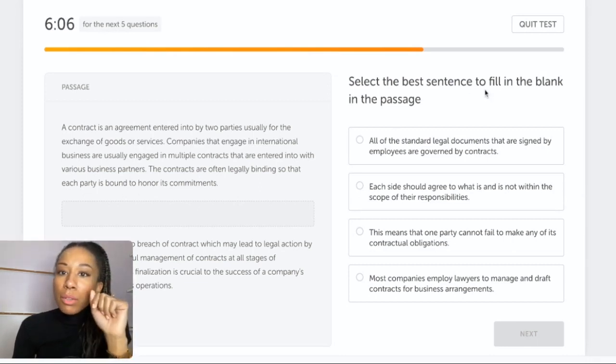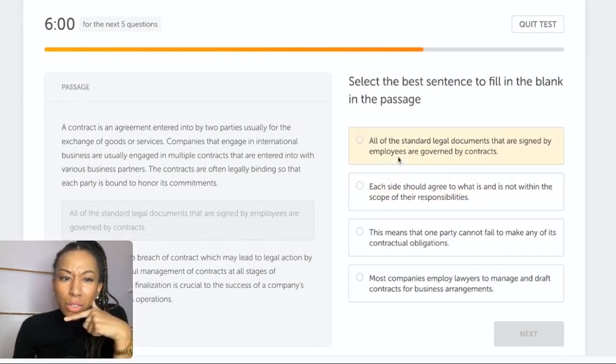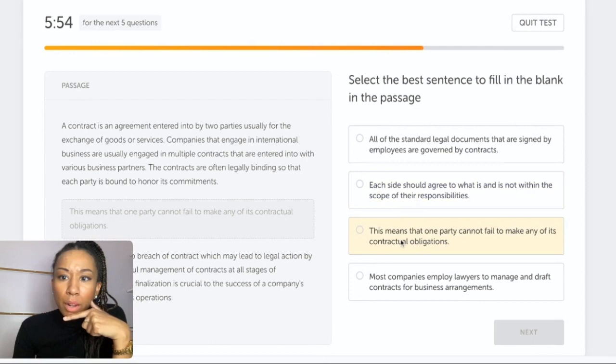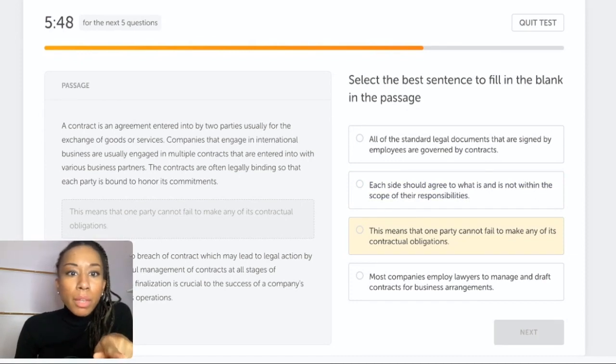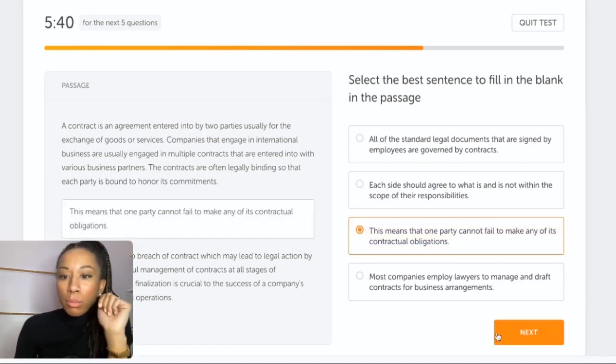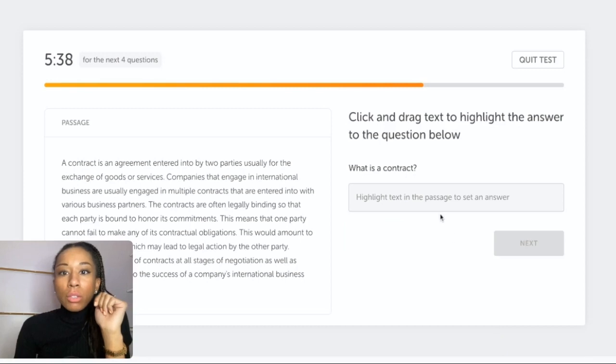Select the best sentence to fill in the blank in the passage. So then next, this would amount to breach of all the standard legal documents signed by each side should agree to what is. This means that one party cannot fail to make any of its contractual obligations. Most companies. So I think it's the third one. The contracts are often legally binding so that each party is bound to honor its commitments. This means that one party cannot, you're bound to meet your contractual obligations.